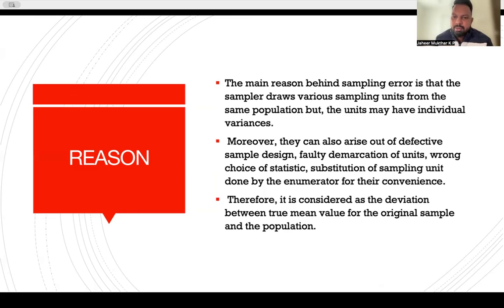Then also wrong marking or wrong substitution of the sampling unit on the part of enumerators leads to such things. Sometimes the researcher appoints an enumerator for collecting samples, and if the enumerator tries to manipulate the data for his or her own convenience, such things also lead to sampling error.